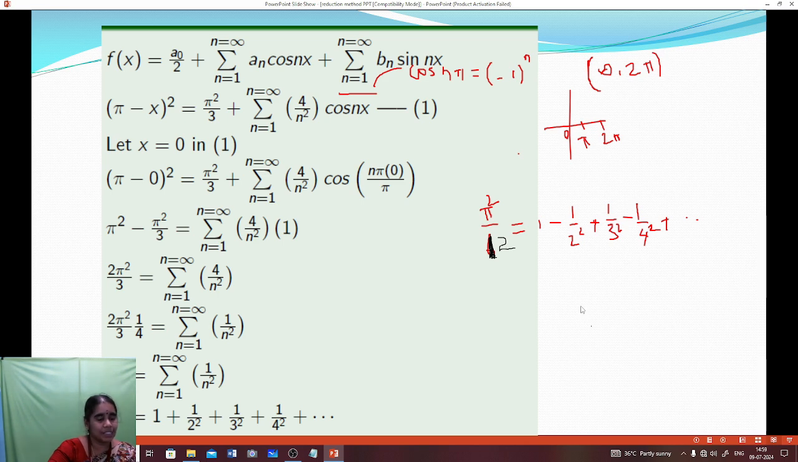In that case, we get the answer pi square by 12. This is your exercise, just check it out. Find the value of 1 minus 1 by 2 square plus 1 by 3 square, etc. You have to deduce this from the given function, from the same question. It's your part, just do it and find the answer. Okay. Next.